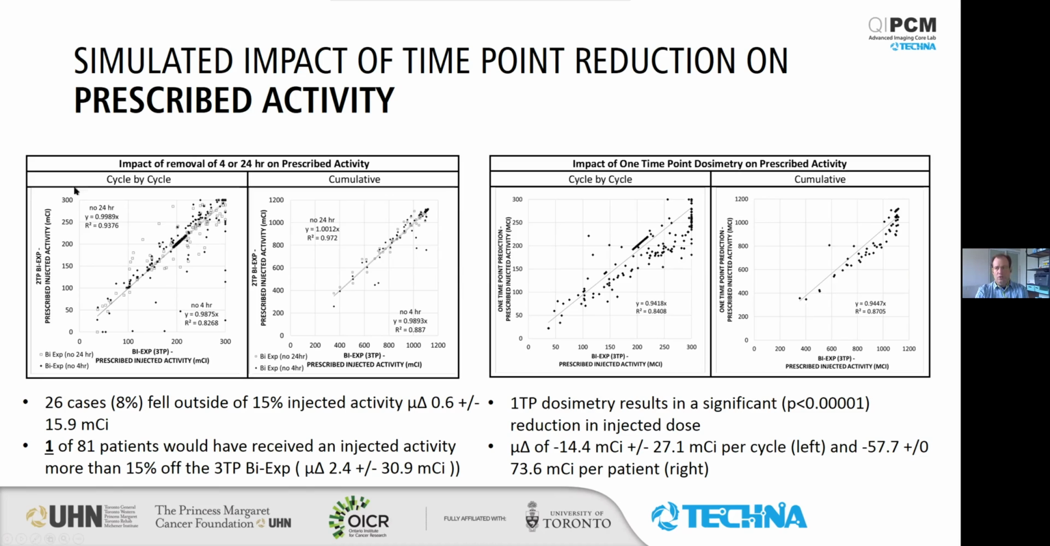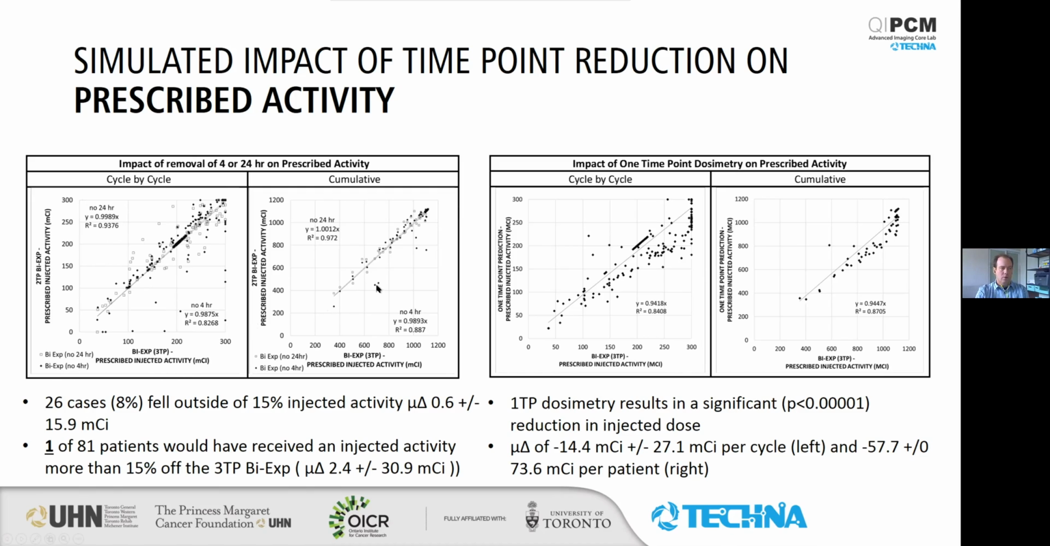And we can see, encouragingly, when we only remove 1 time point, the impacts on the prescribed dose are relatively minor. Though there is significant cycle-to-cycle variability, the overall cumulative injected dose remained well in line with the gold standard. This is especially true when removing the 24-hour time point, in which case only 1 out of 81 patients would have received an injected dose more than 15% off.